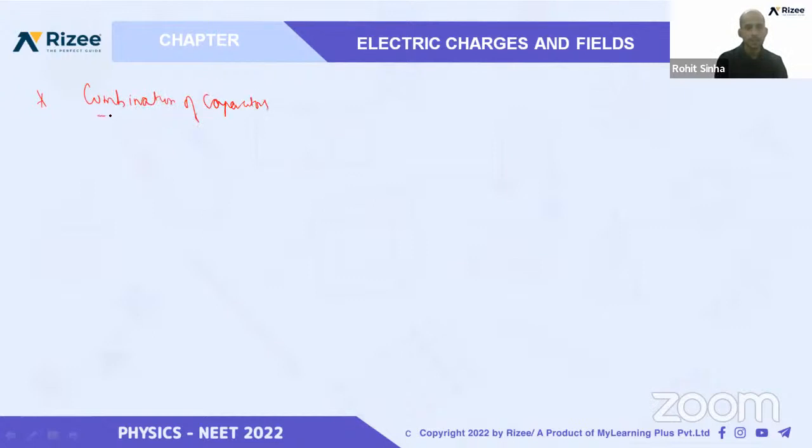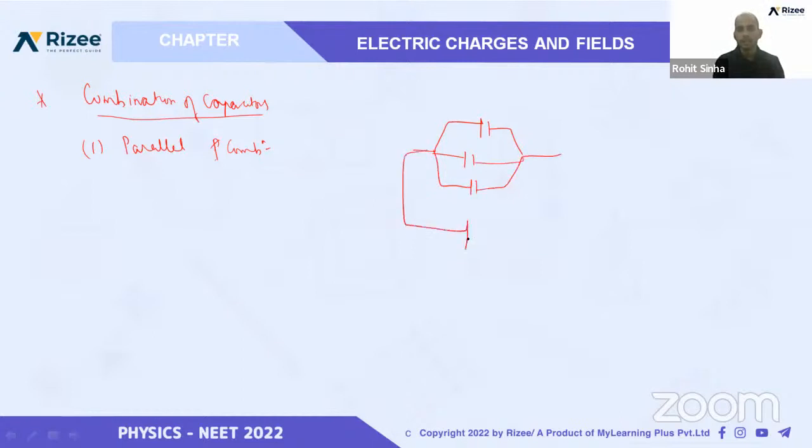You have studied all these things in your class 10th also. The first combination we will study here is the parallel combination, because parallel combination is easier. Let us see the parallel combination. We assume one capacitance is like this, another like this, all joined together with a battery V. They are C1, C2, C3.